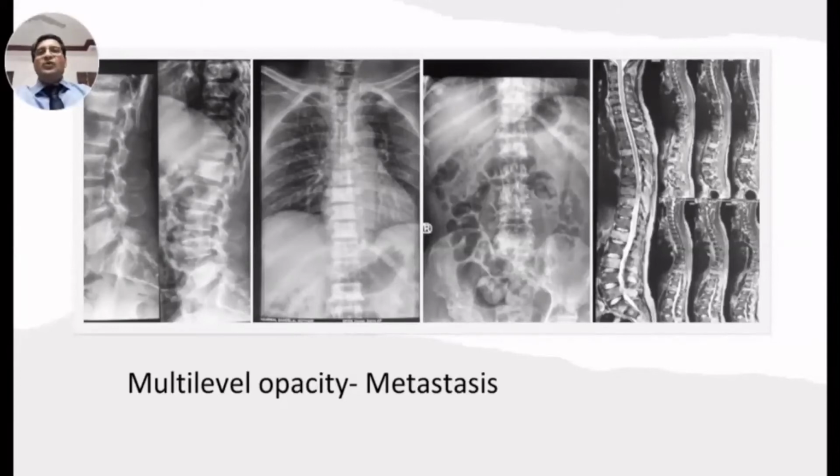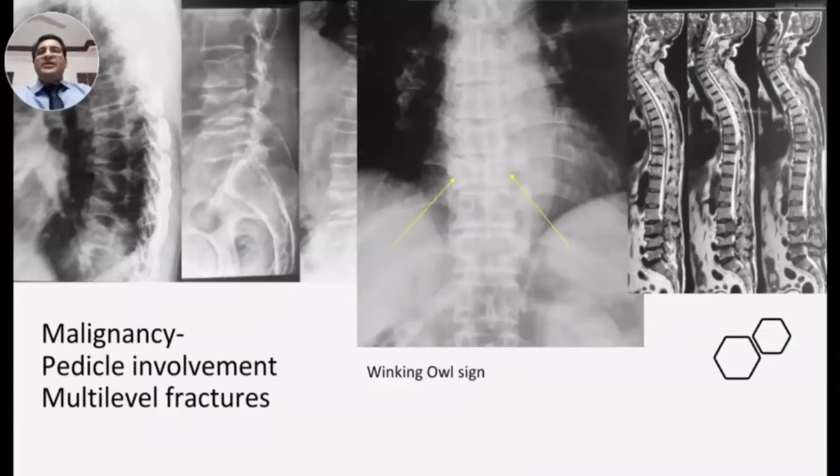Multiple vertebral bodies opacity in AP and lateral films often indicate metastatic spine from unknown primaries. If we see non-traumatic compression fractures at multiple levels in the spine, it may indicate metastasis. Or if we see a symmetrical appearance of pedicles which is absent at one level, which is known as the winking owl sign, it is indicative of malignant lesion of the spine.